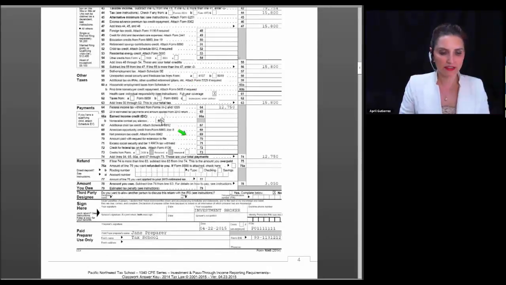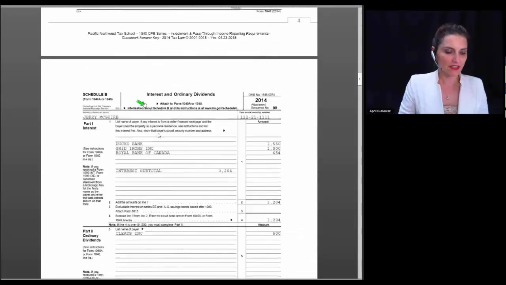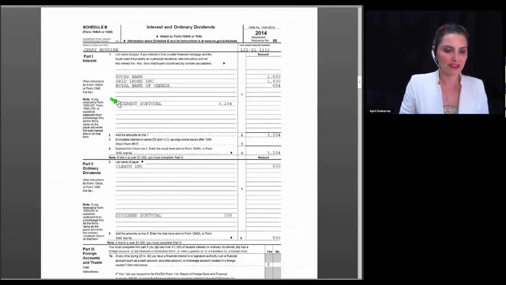We then move over to page 2 of the form. And we're calculating his tax, showing his withholding, and you can see he's got a $3,050 refund. None of that's terribly exciting. It's what else goes on the other forms that is of interest.